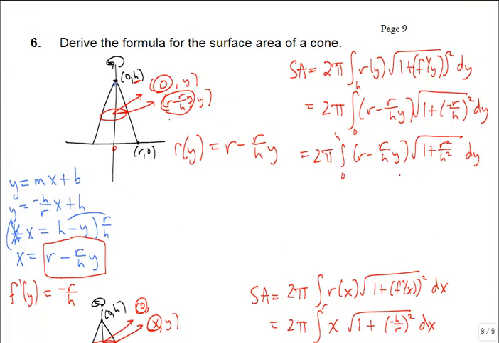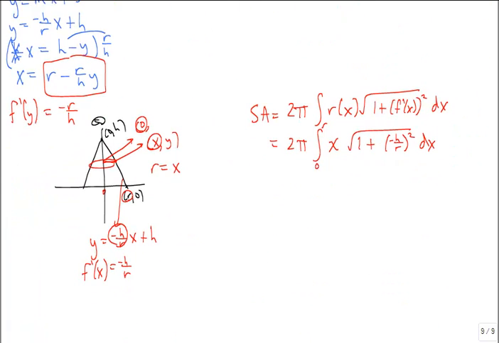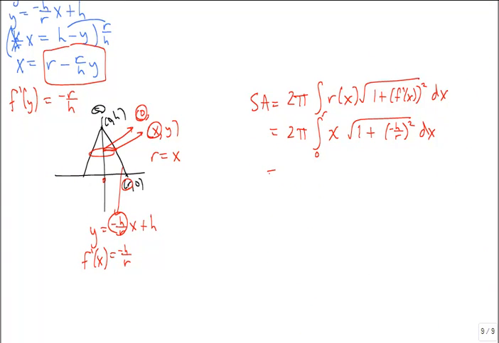Which one looks easier? Well, they're pretty similar, but I personally think this bottom one looks a little bit simpler because my radius function is simpler. It's not as complicated as all of this. So in terms of which one I'm going to solve, I'm going to solve the bottom one. So let's see what this gives me.